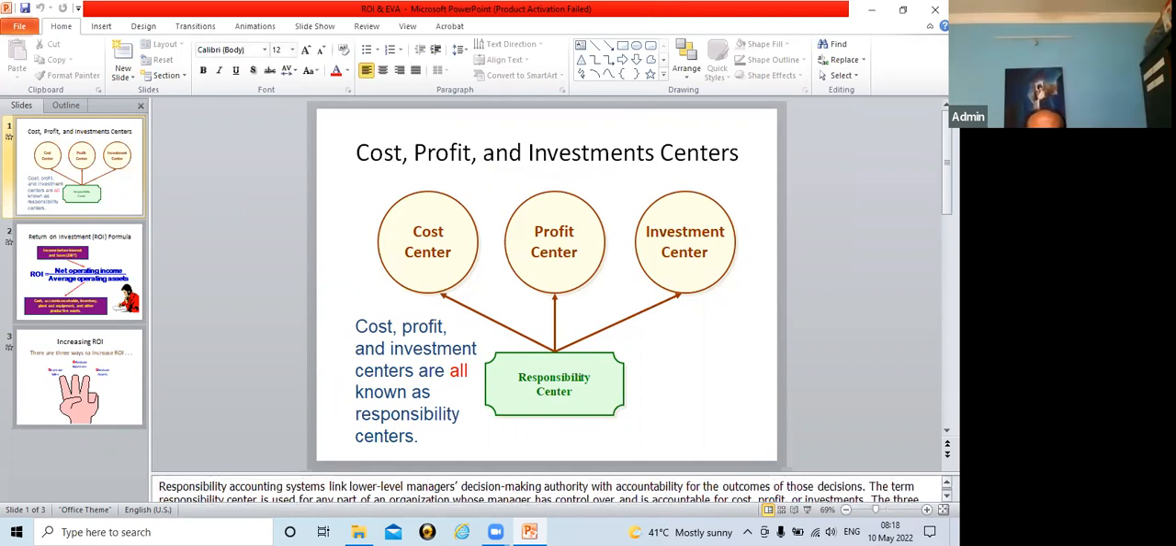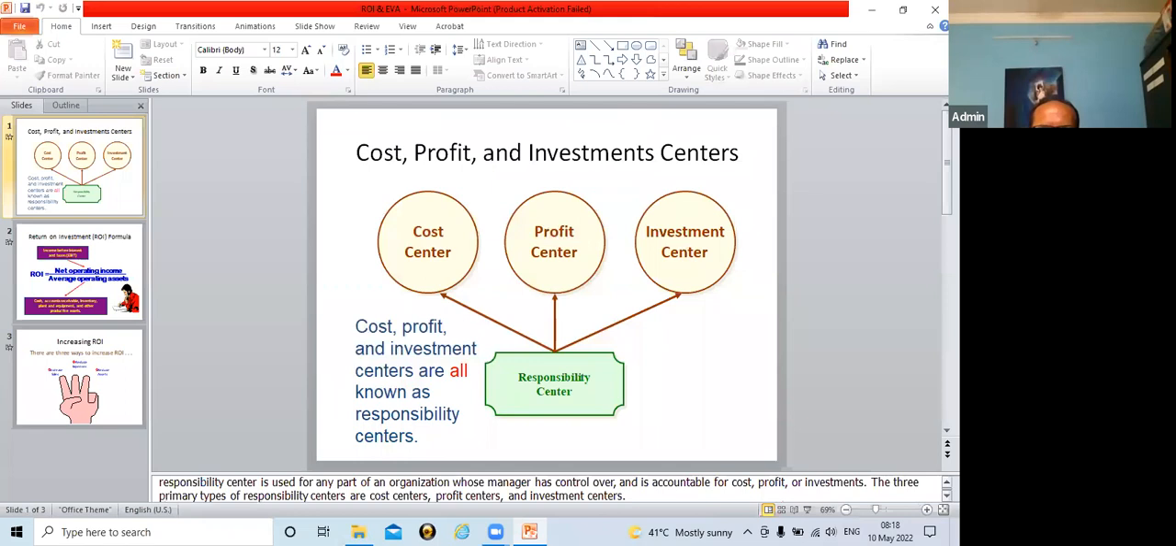Now, responsibility accounting system link lower level managers' decision making authority with accountability for the outcome of those decisions. The term responsibility center is used for any part of an organization whose manager has control over and is accountable for cost, profit, and investment. So, manager is responsible for cost, profit, or investment. The three primary types of responsibility centers are cost center, profit center, and investment center.